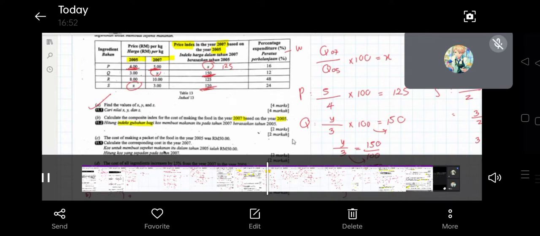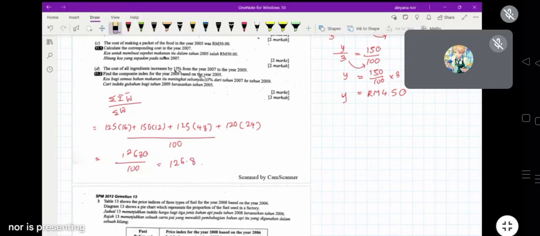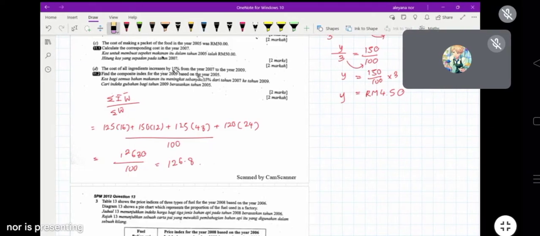Okay, so let's see what Yaya did. As you can see here, she wrote the formula. Based on the jadwal, we must write 125 darab dengan 16 plus 150 darab dengan 12 plus 125 darab dengan 48 plus 120 darab dengan 24. So this is based on the jadwal, you understand.